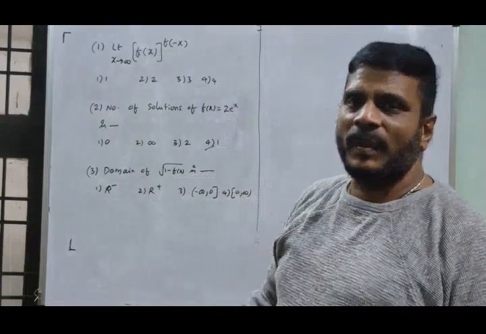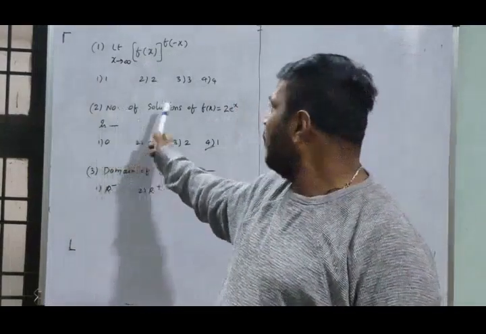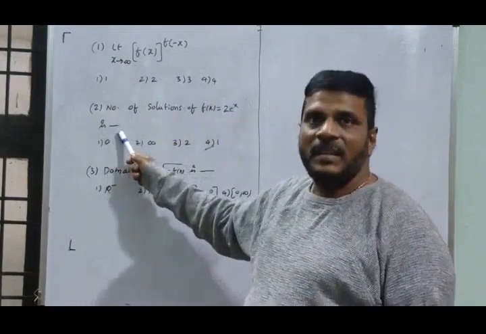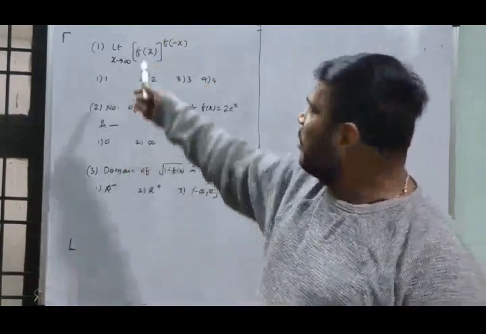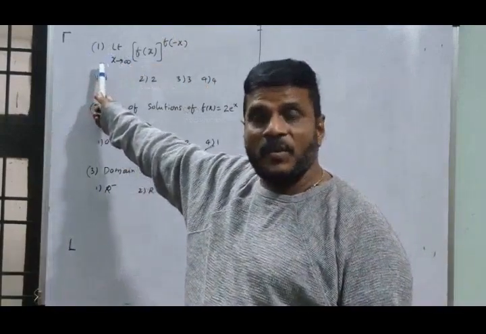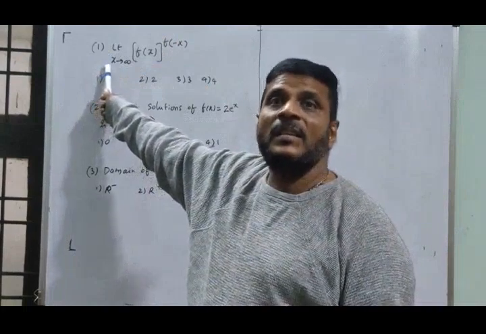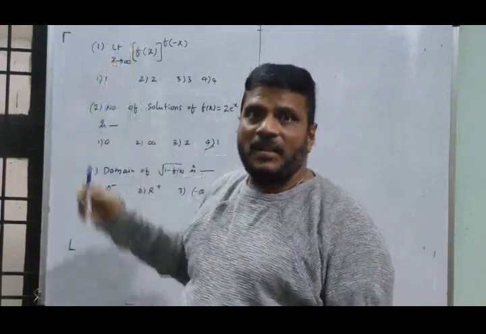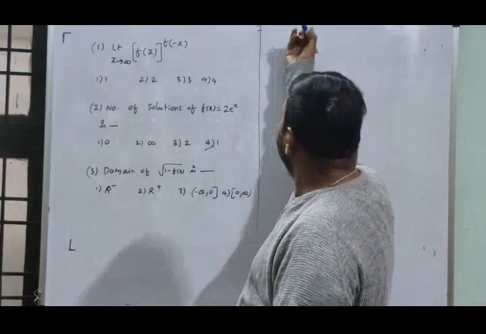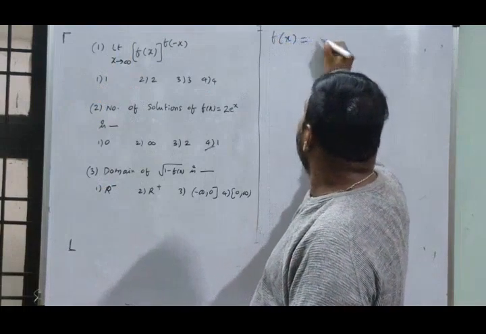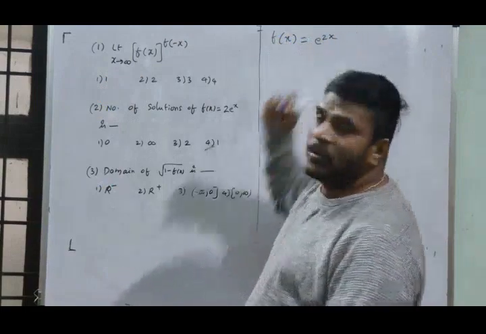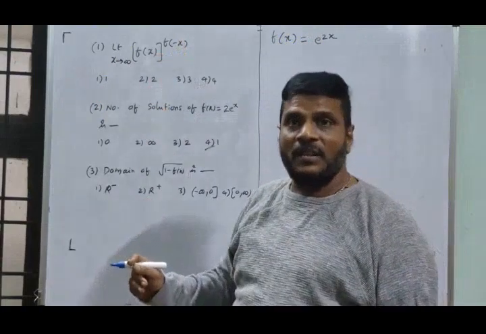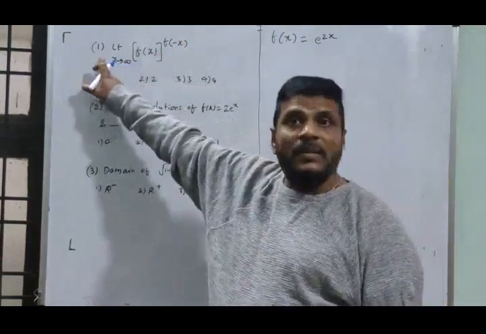Now I am going to explain the second question. Number of solutions of f of x is equal to 2 into e power x. This is a paragraph question, and we already solved one question for this paragraph type question. In this paragraph question we got the function f of x is e power 2x. By taking this, we solved the first question.